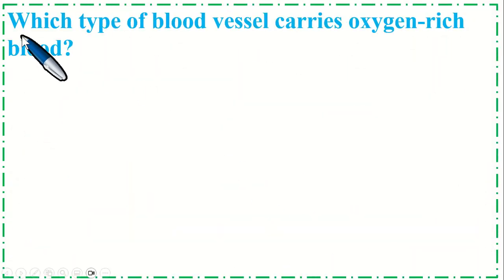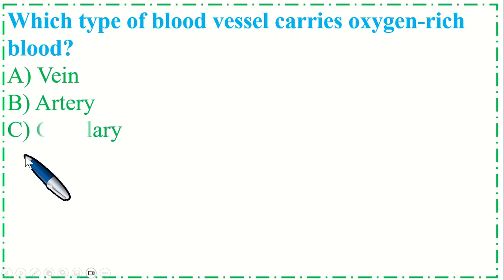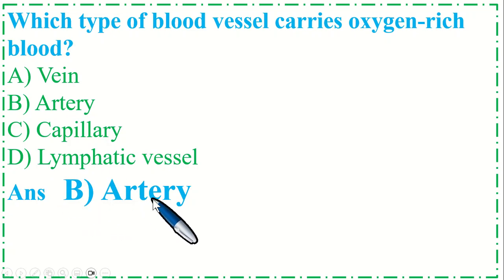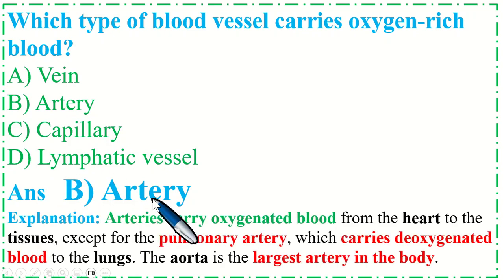Dear students, which type of blood vessel carries oxygen-rich blood? Option A vein, B artery, C capillary, and option D lymphatic vessels. So the correct option is B, artery. Arteries carry oxygenated blood from the heart to the tissues, except for the pulmonary artery, which carries deoxygenated blood to the lungs. The aorta is the largest artery in the human body.